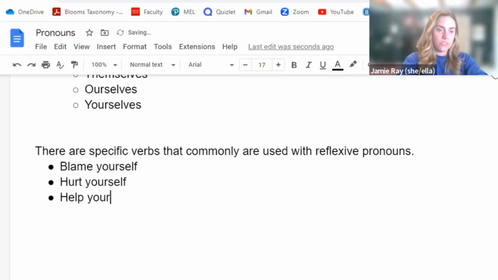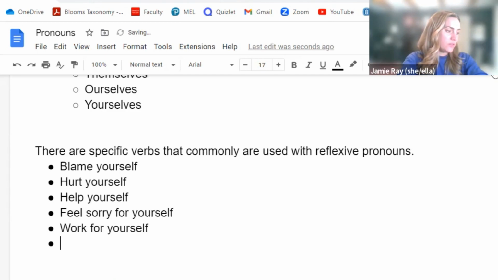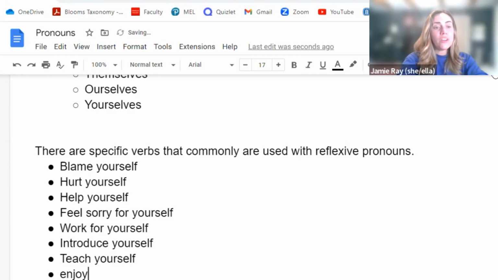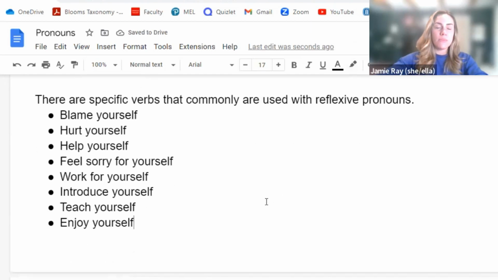You can help yourself. You can feel sorry for yourself. You can work for yourself. You can introduce yourself to a class. You can teach yourself something. You can enjoy yourself. Are you enjoying yourself right now? Okay, so those are just some common verbs that we use with a reflexive pronoun. Any reflexive pronoun doesn't have to be yourself.